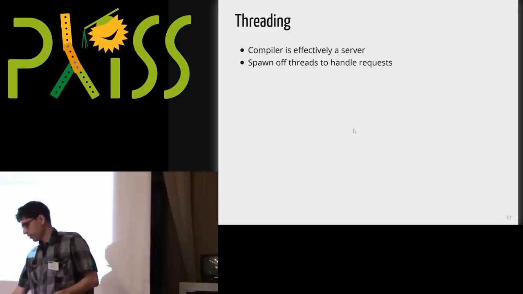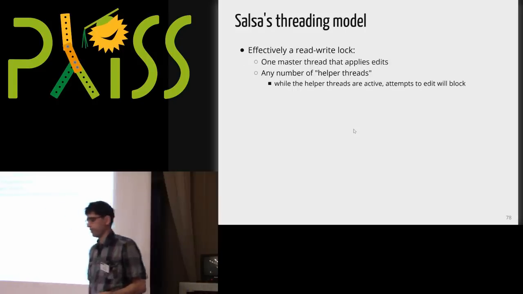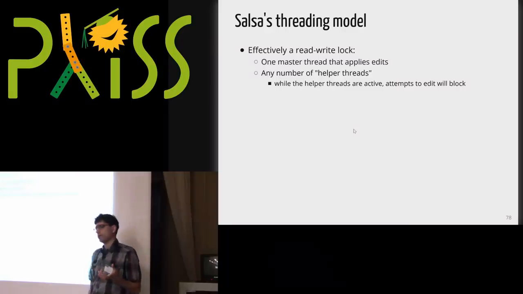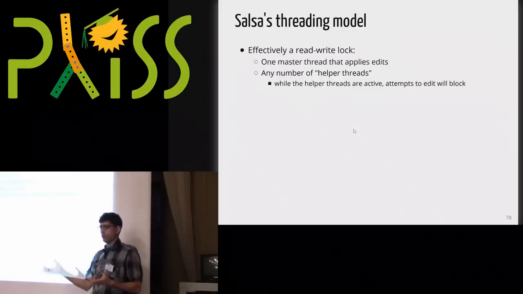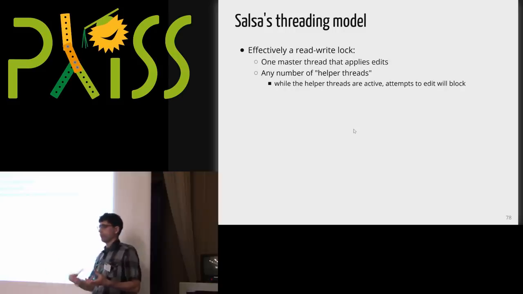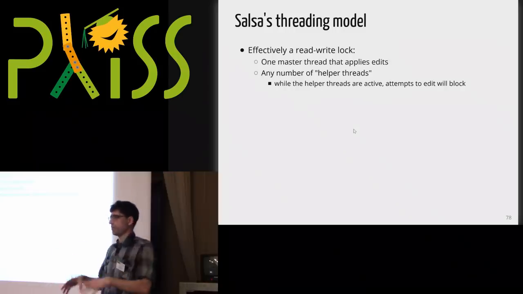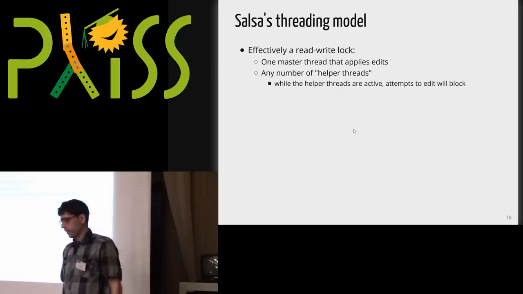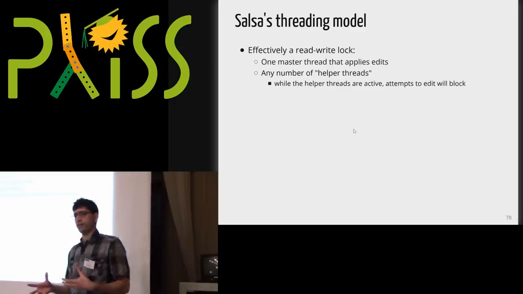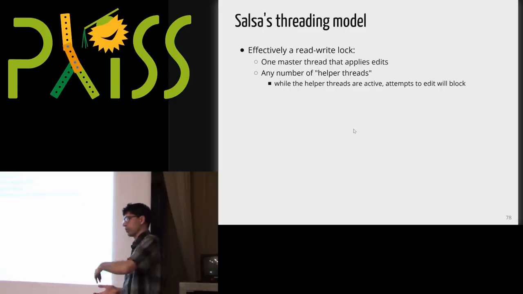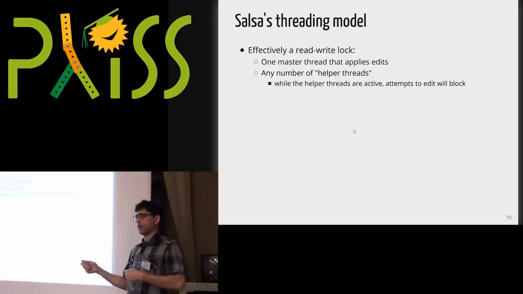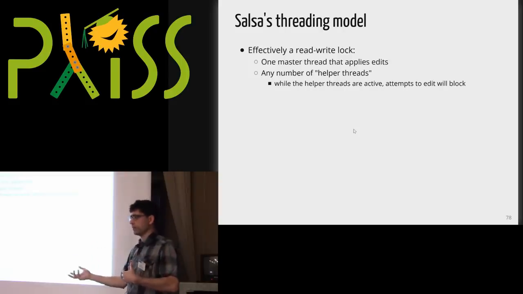So what we do, Salsa has a threading model basically, where there's a master thread that is able to change the inputs, and then there are helper threads that are only able to read and compute derived values. Of course, they're actually making changes in the database, but it's hidden from you. And there's basically a read-write lock here. So if the master thread goes to set an input, and there are still active helper threads out there, it will block until they've completed.